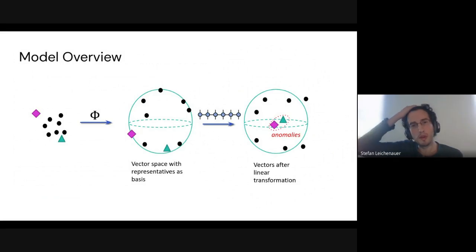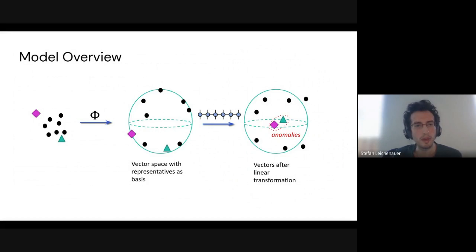So let me review the model and give you some of the ingredients. The model contains two pieces. Number one is a feature map. So we start with some data. Black dots are normal. The other shapes are anomalies. And we begin with a feature map phi, which takes that normal data and maps it into the very high dimensional embedding space. Okay.